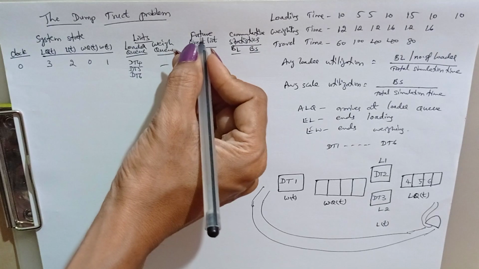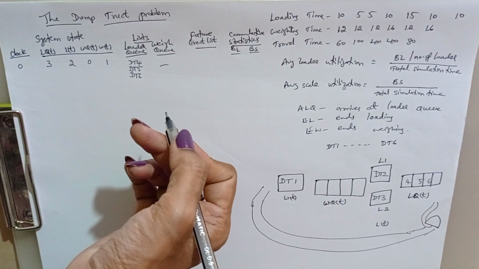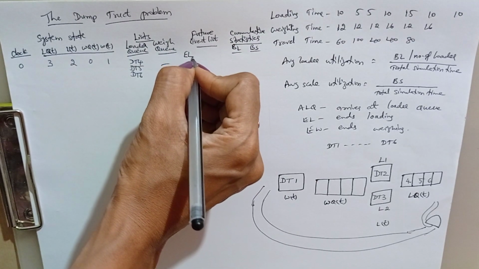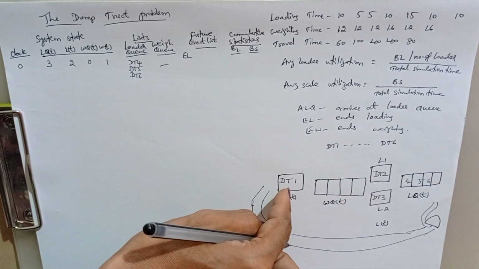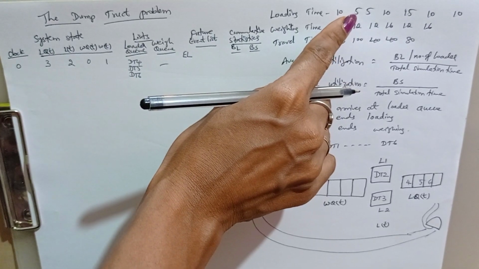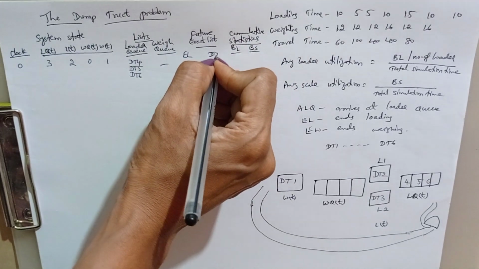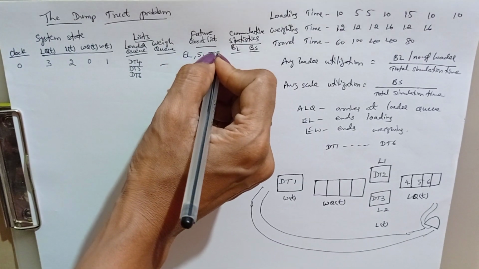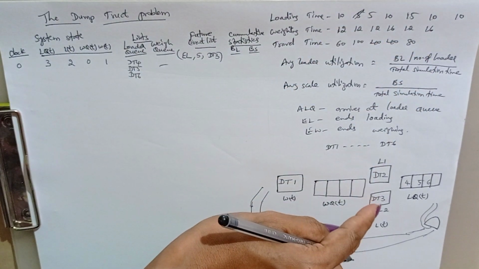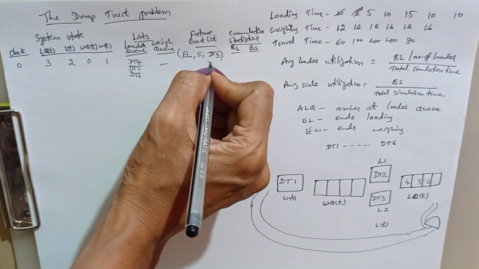Now coming to the future event list, what are the next events to occur? The first event is loading. Here 2 are on loading, 1 on the scale. We'll see the timings. The least time is 5. 0 plus 5 is loading, that is truck 3, 5 minutes. Cancel this. Next, truck 3, that is 10 minutes. Sorry, truck 2, 10 minutes.